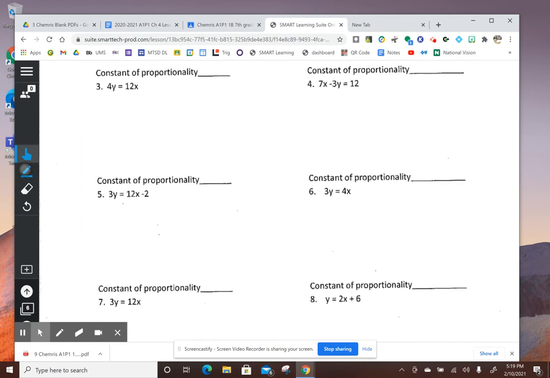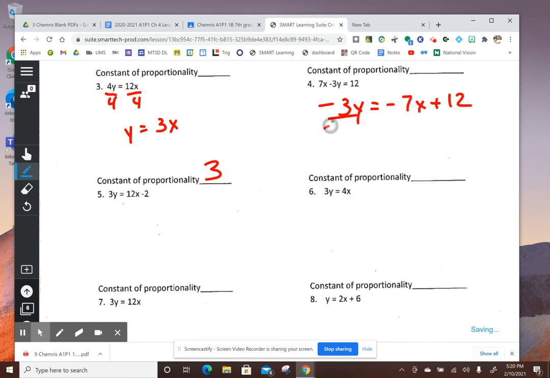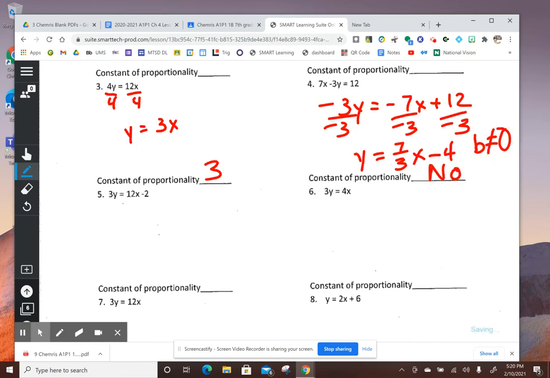Okay, so number 3, I divide by 4, y equals 3x. My constant of proportionality is 3. For number 4, I subtract 7x from both sides, divide by negative 3, divide by negative 3, divide by negative 3. I'm already going to say, okay, look, there's no way this is direct variation because I end up with minus 4.